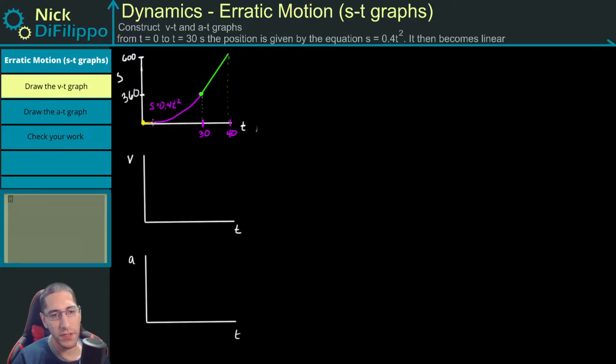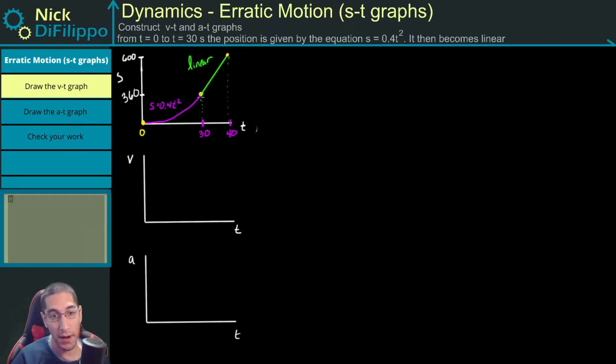It's erratic motion because the position of this particle is defined by more than one function. In this problem, it's defined by two functions. From 0 seconds to 30 seconds, we are told that our function that defines the position of the particle is 0.4t squared. From 30 seconds to 40 seconds, we're told that this function is linear, but we're not told what the actual function is. We just know it's some linear function that we need to figure out.